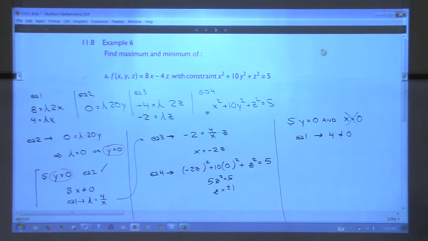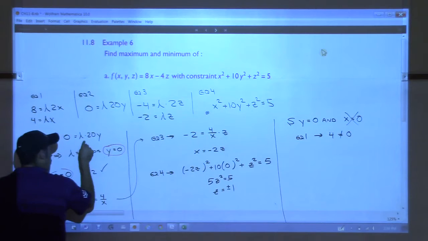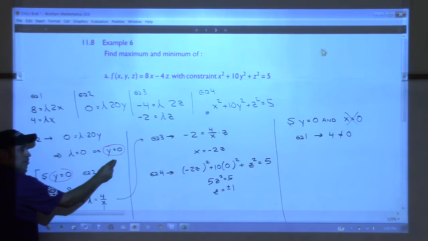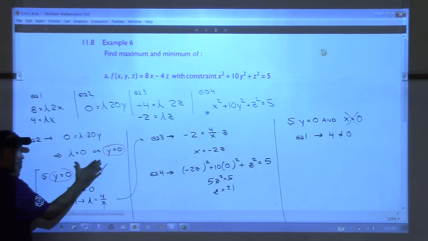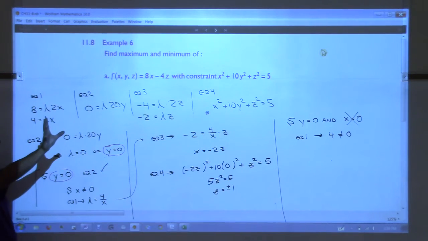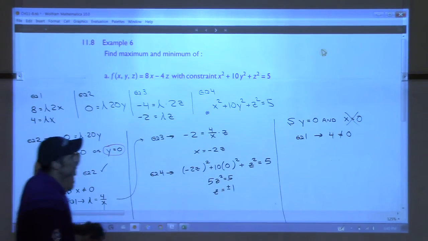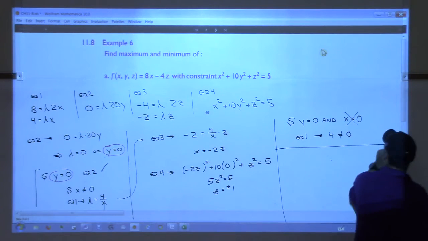All right, anything else that we haven't considered? What if lambda is 0, right? Because remember, this equation 2 could only be true if these two things were true. We have to look at both of these, and that's all we have to look at, because anything else that happens has to have these two things happen also. So lambda 0, let's look at that one. Suppose lambda is 0.